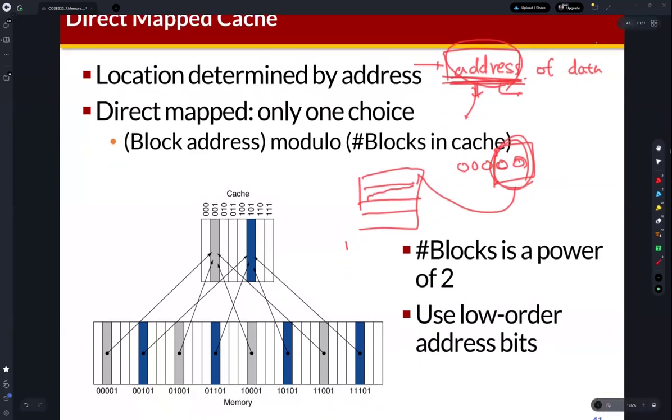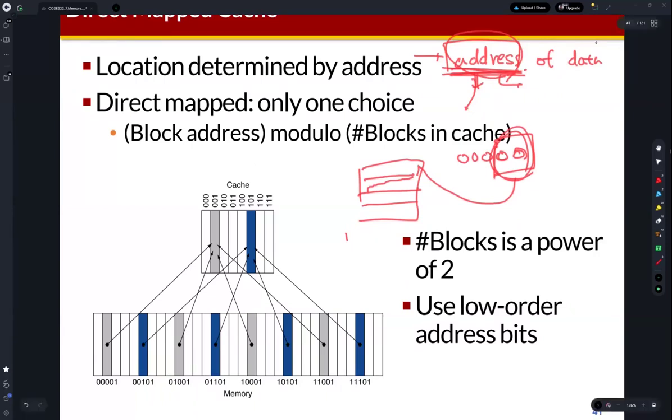Do you understand? So if the last 2 bits, the LSB 2 bits, are 00, then the data is stored in index number 0 of the cache. If the last 2 bits are 01, then the data is stored in this entry, index number 01. And then 10, so this one is stored in 10. This is how the target entry number, the target index, is determined.